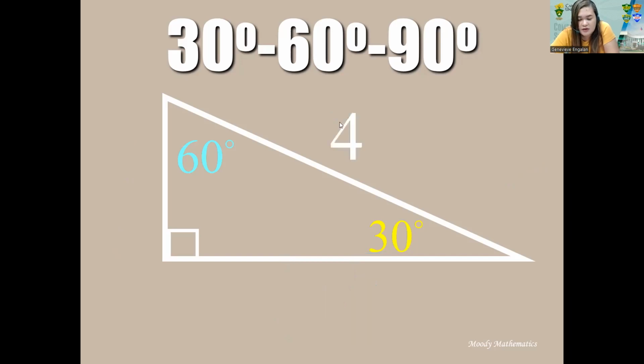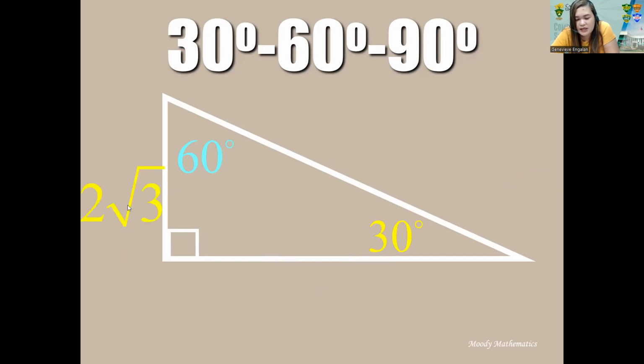Okay, how about this one: if the hypotenuse is 4, what is the shorter leg? 2. The longer leg? 2 square root of 3. If our shorter leg is 9 halves, what is the hypotenuse? 9. The longer leg? 9 halves square root of 3. Okay, 9 halves square root of 3.